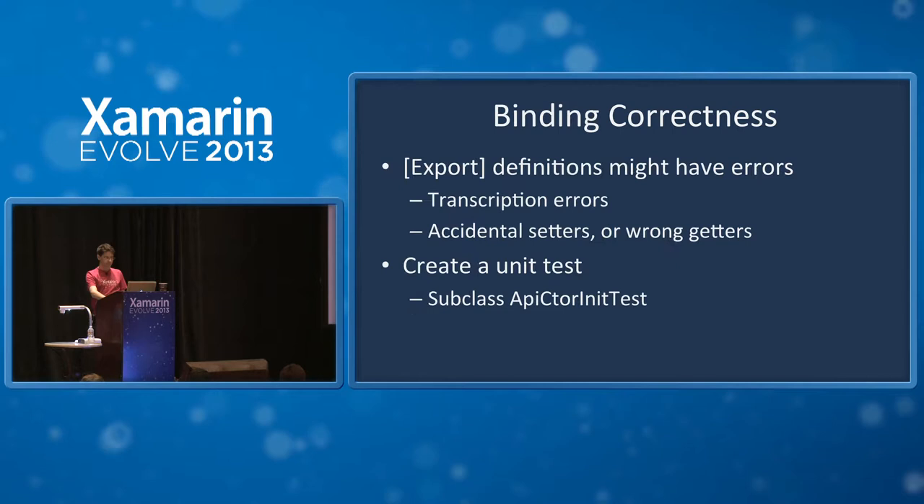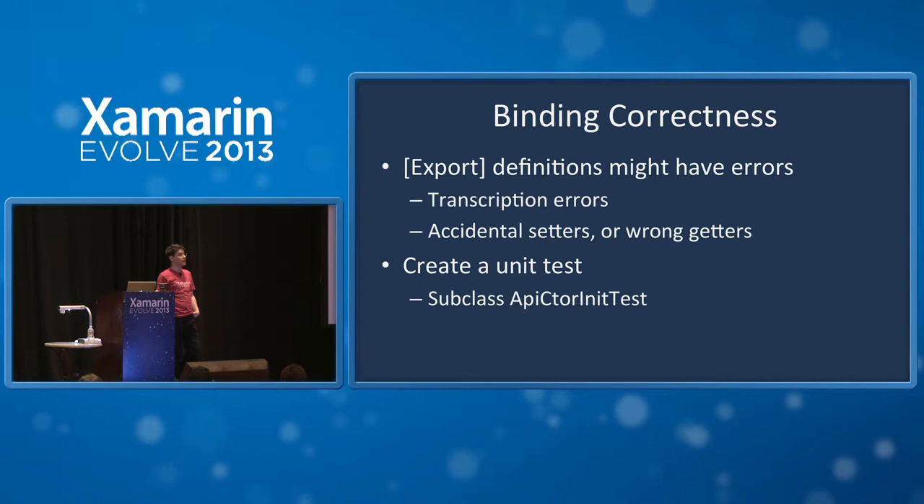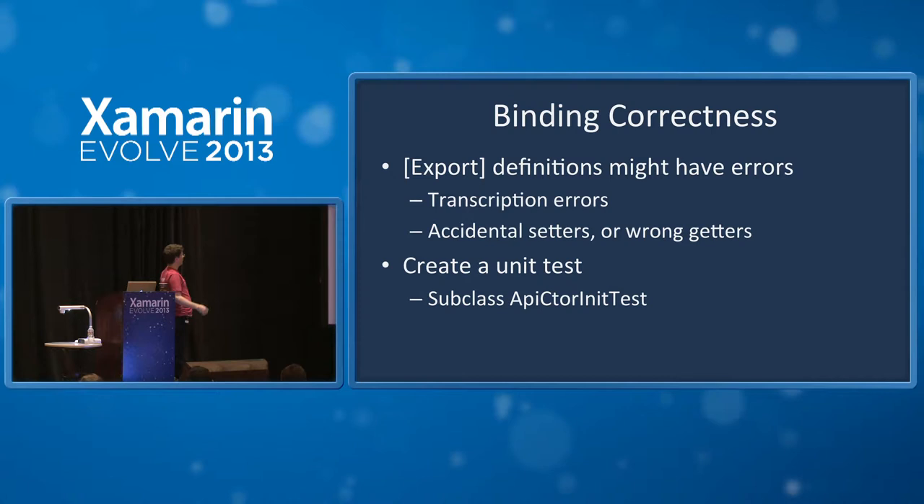Every once in a while, if you're doing some manual work and you're not using Objective Sharpie, it is possible that you get your selectors wrong. You could get your selectors wrong. I've done it a bunch of times. I got my selector wrong, and Nat mocked me for that.